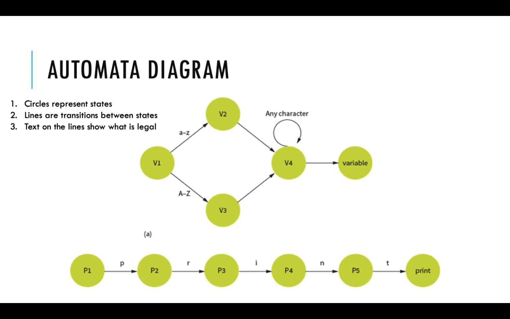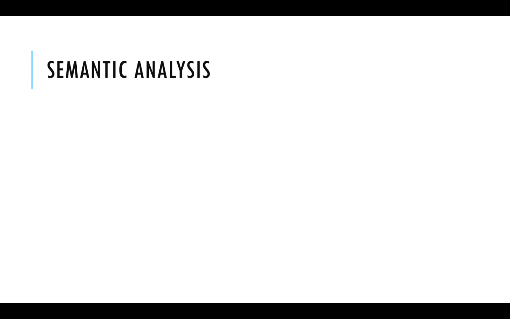Now you only get to take one letter between version 1 and 2 and version 1 and 3, and then you get to version 4, which means you can have any letter reoccurring. So as long as it starts with a lowercase a to z or an uppercase A to Z, then you can have any letter after that, and that makes up the rule for your variable. The bottom line shows you a print variable can only be lowercase p, r, i, n or t between the different states. And this means that it's unambiguous.